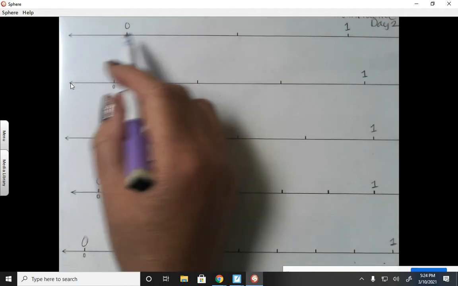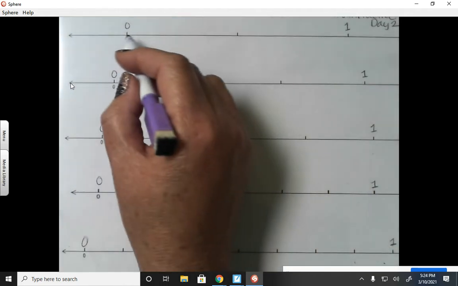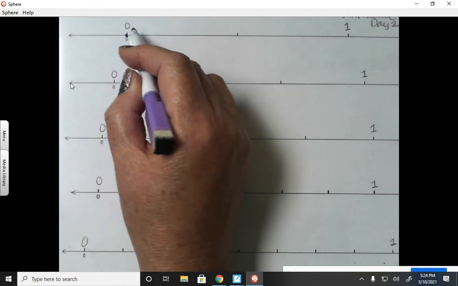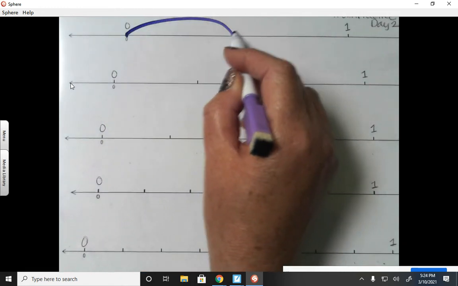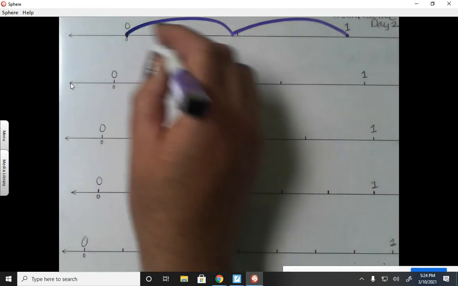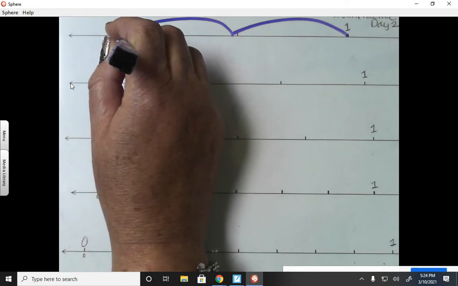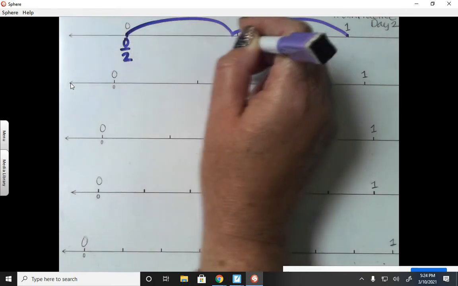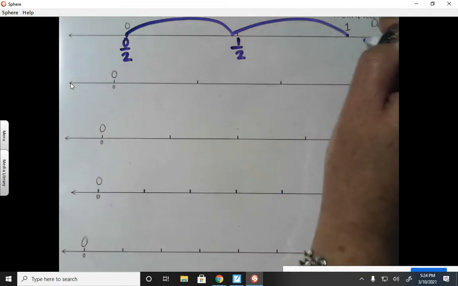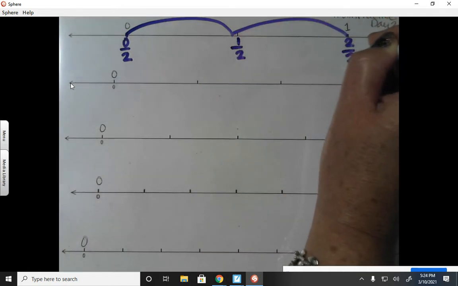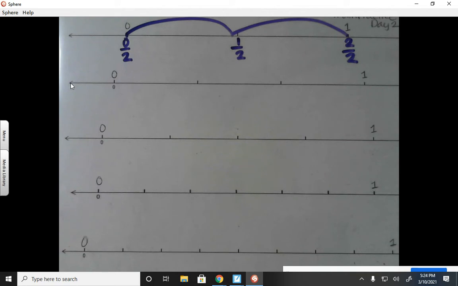We have 0 on the left, 1 on the right, and with your pencil sitting on 0, let's jump and count. 1, 2. So that number line has been partitioned into halves, and on the underside of the number line, let's label it, counting by halves. 0 halves, 1 half, 2 halves. Okay, does your number line look like mine? All right, let's go to the next number line.